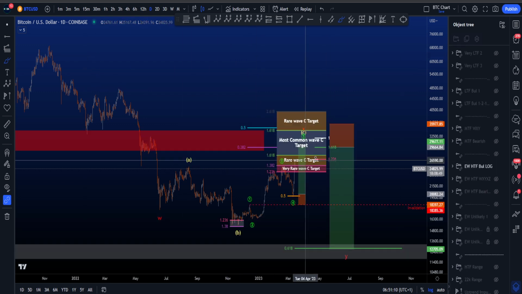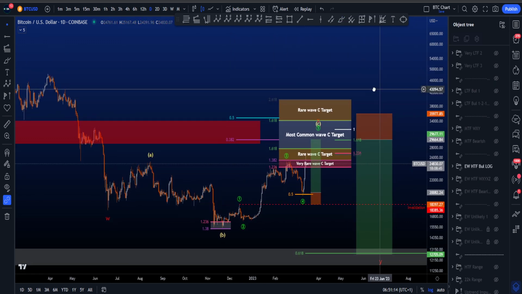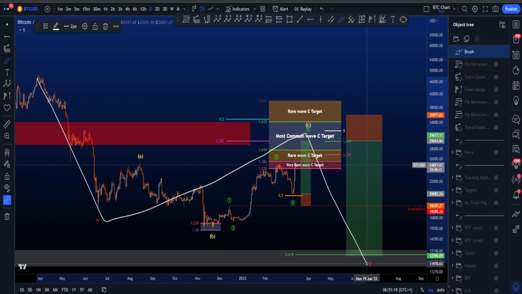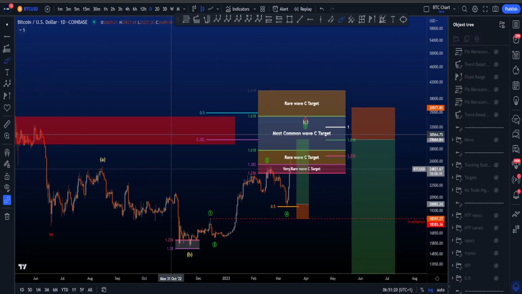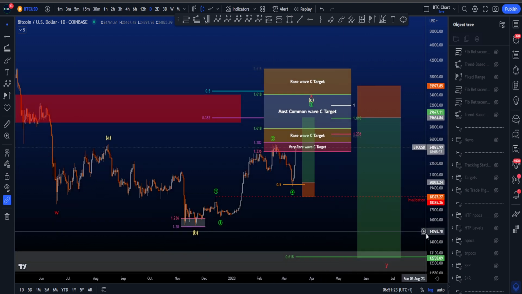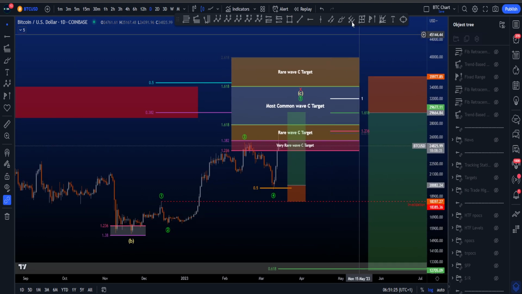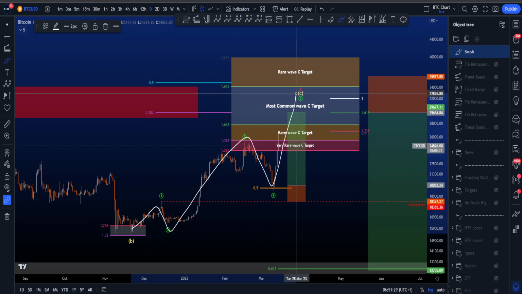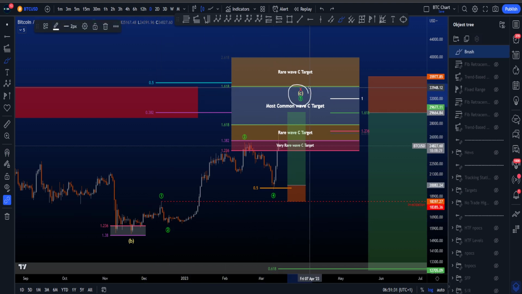And then eventually my current most likely and also preferred scenario is that again we are in a WXY, so a red WX and eventually a Y to the downside. But in this case, we are still working on wave C. So over here, we then have a 1, 2, 3, 4, 5, currently working on this wave 5.